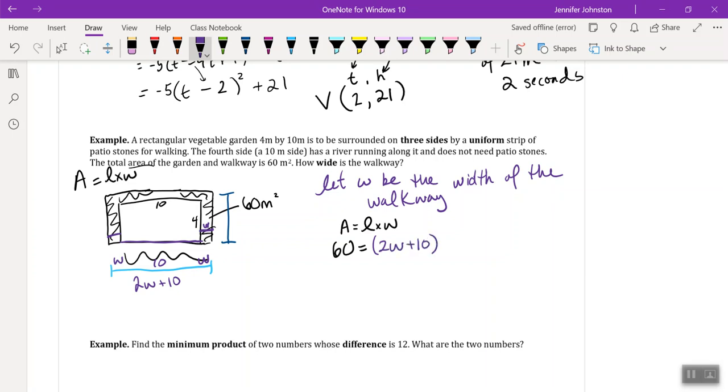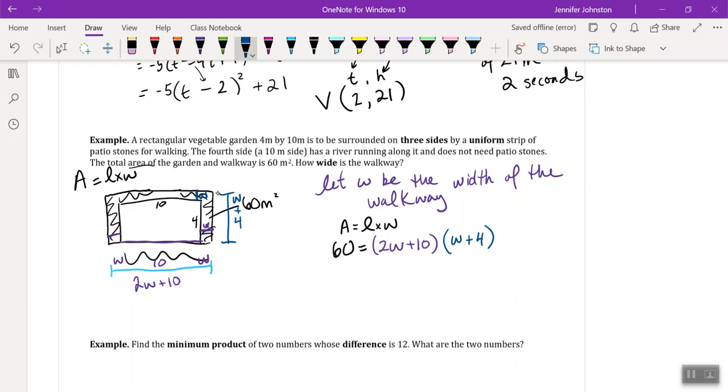And that's how long it is. And then what about the other side would be, again, it's uniform width, so this is W here, and this is 4 here. So it'll just be W plus 4. Great, this is the length and this is the width.